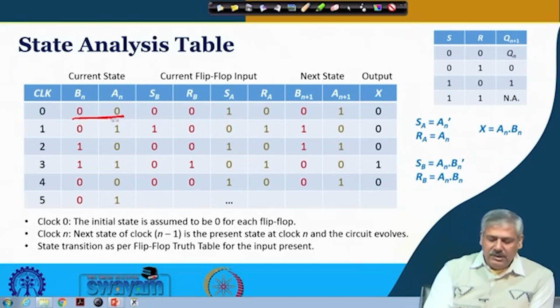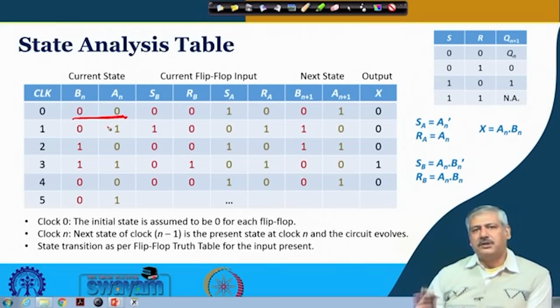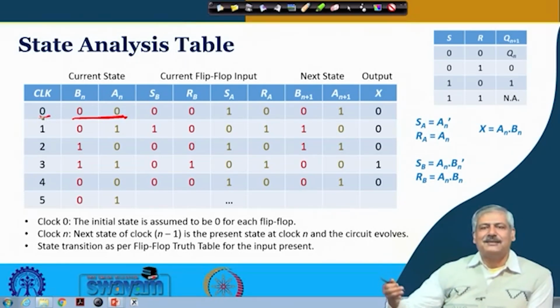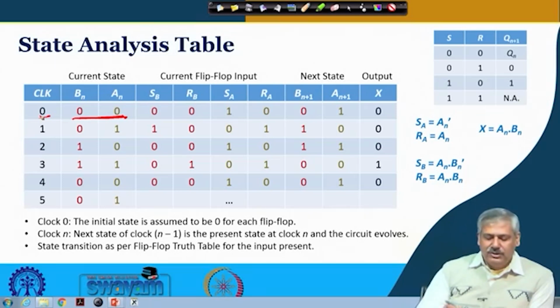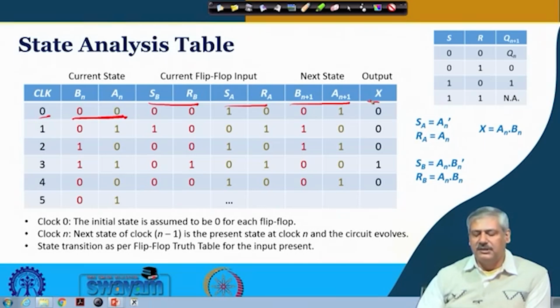So, it is fairly reasonable to assume that the initial state is 0, 0 if it is not otherwise mentioned, okay. That is what we mean by clock 0, and then with clocking this circuit will move from one state to another and the corresponding output will get generated, and that is what we have to investigate. Is it okay? So, this is the current state, these are the inputs SB RB, SA RA, these are the next state and this is the output. So, this is how the state table has been configured, which is understandable, right.